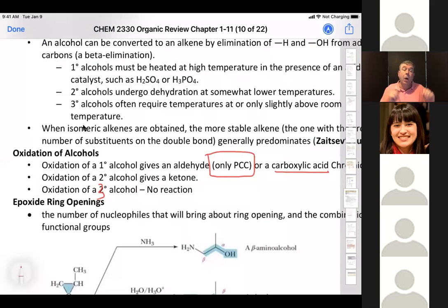Secondary alcohols only give ketones with either reagent. Both reagents will convert secondaries to ketones. In tertiaries, because there's no hydrogen on the carbon that the OH is on, there's no reaction. So tertiary alcohols don't react to oxidation.